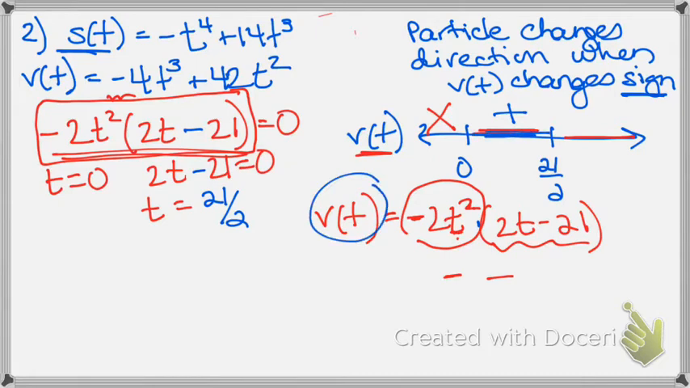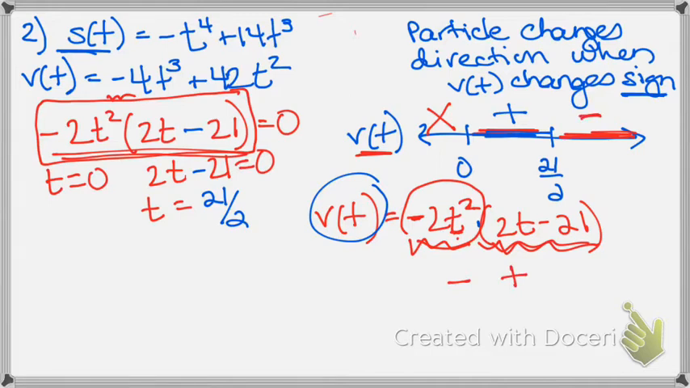Okay? Now do the same thing. Plug in a number to the right of 21 over 2, which is 10.5. So maybe plug in 11. Okay? Well, again, this guy is always going to be a negative. If I plug in 11 here, you get 22. That's a positive. And a negative times a positive is a negative.